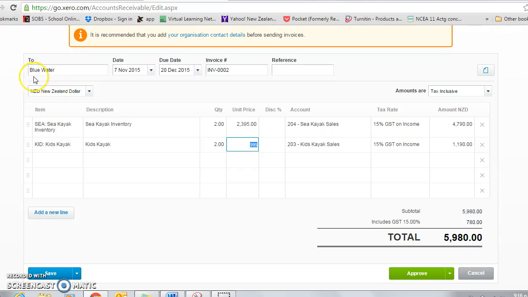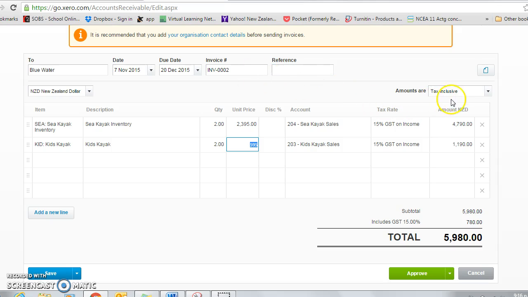Here is where you put the customer's name who is purchasing on credit. Make sure you change the date to the date the transaction occurred from your exercise. Due date is 20th of the month following. Invoice number is self-generated and leave the reference blank.